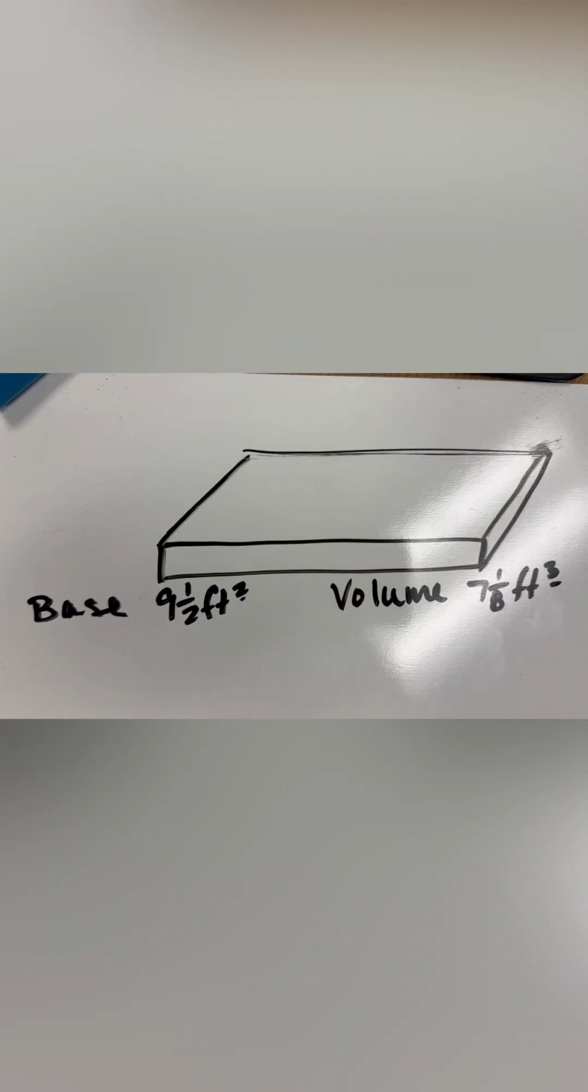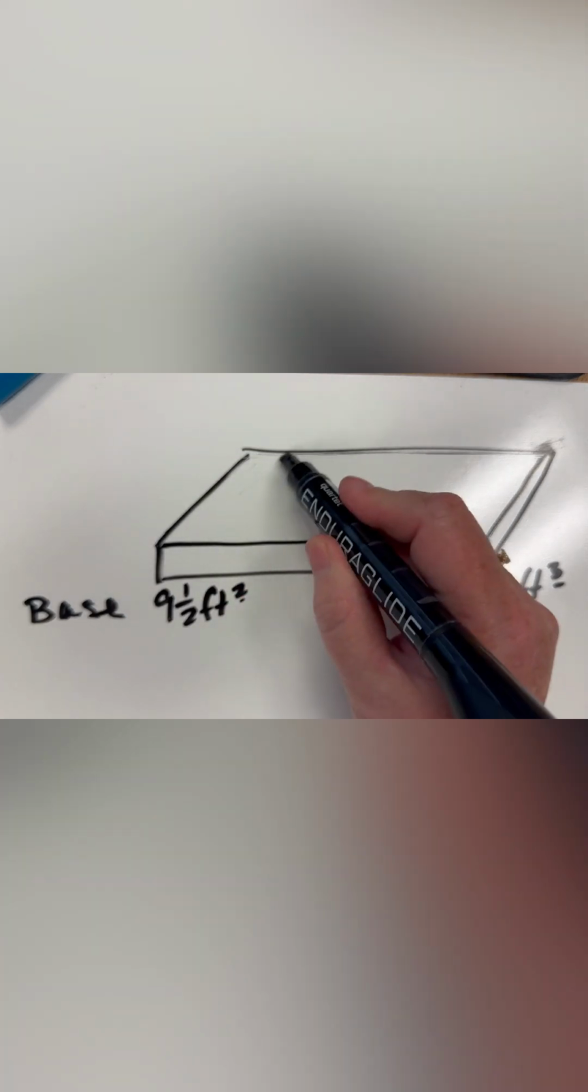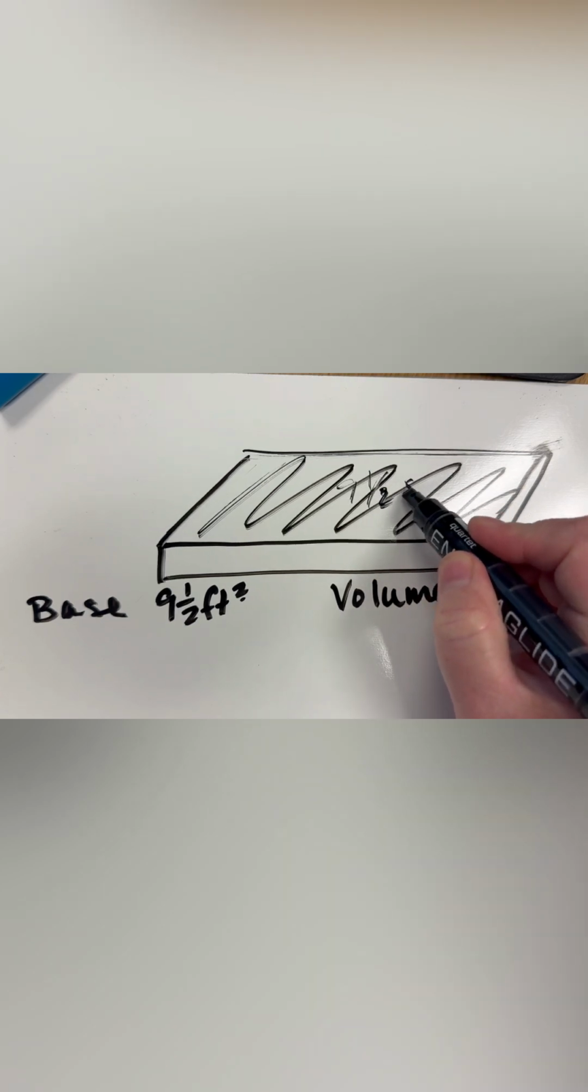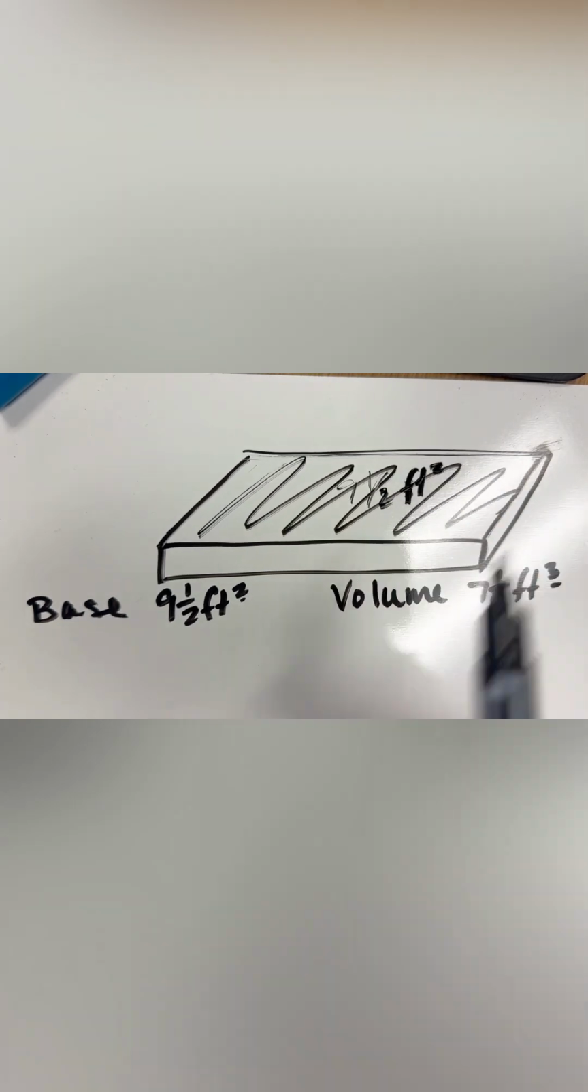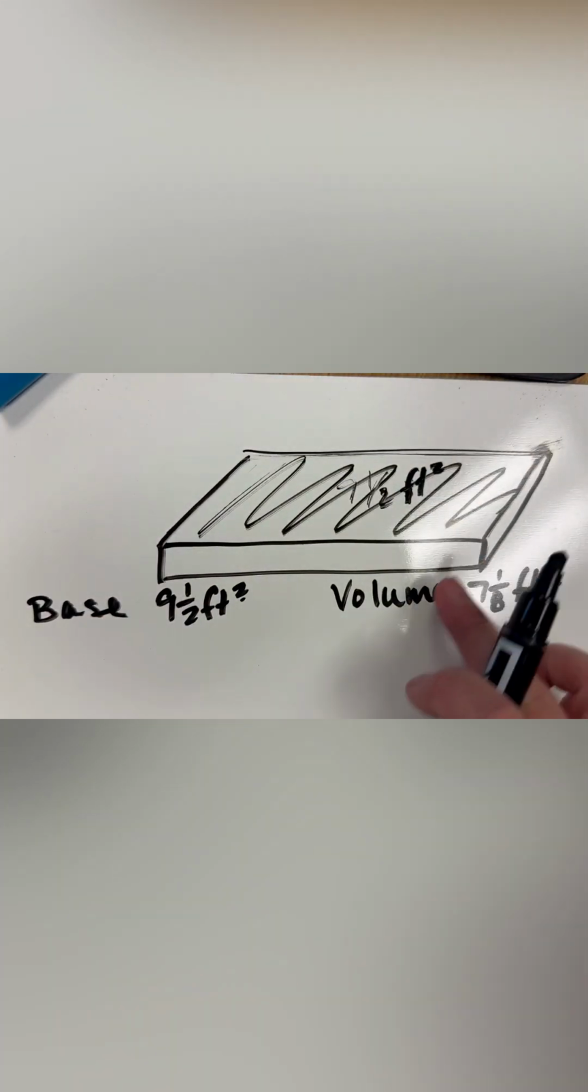All right, so you have this in your comp book right now. What information are we given here? We know that we have a base, which is going to be length times width. So if this was upside down, this face right here would be the 9.5 feet squared. Okay, and then if it was filled, it would equal this.